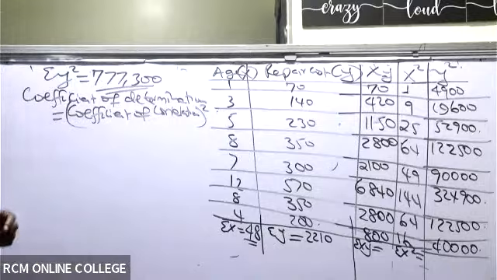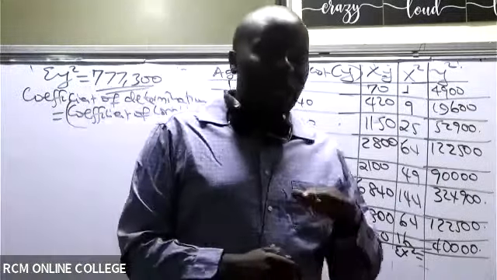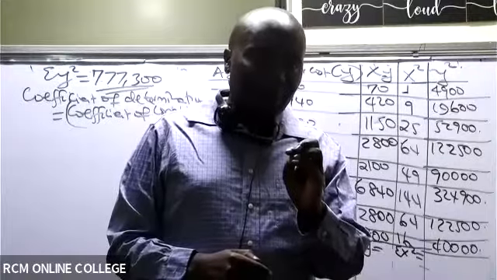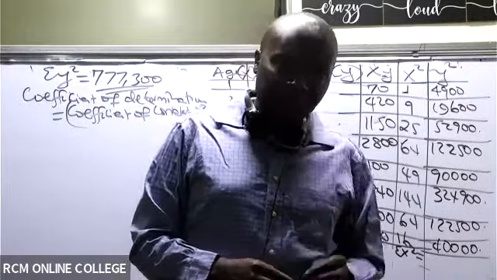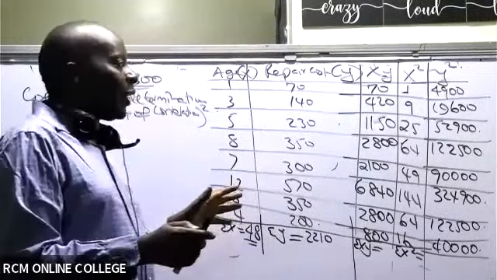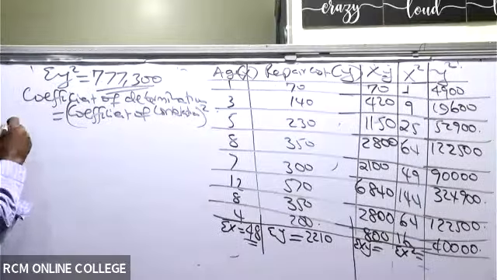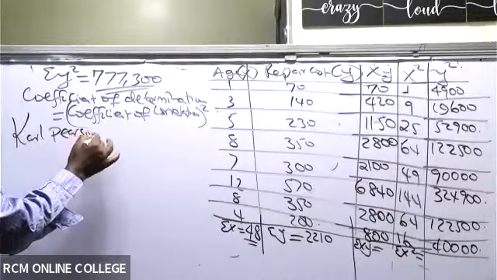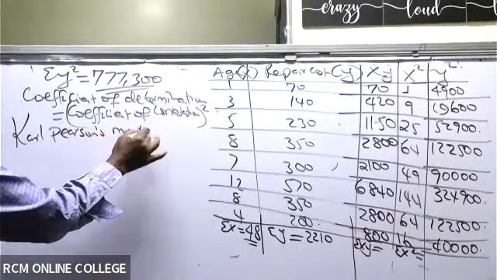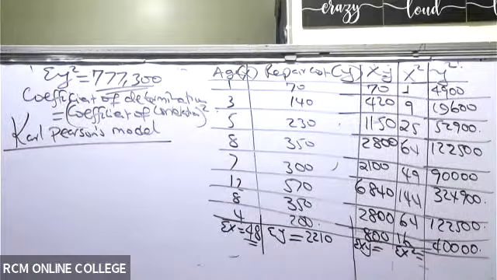Then remember, yesterday I told you that we have got two models of getting coefficient of correlation. We have what we call the ranks model, and then we have what we call the Karl Pearson's model. For quantitative variables, like now these are quantitative variables, here we shall use the Karl Pearson's model. So then how do I get the Karl Pearson's model?